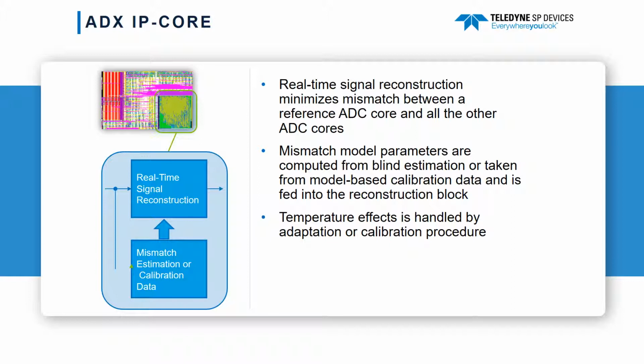Time-interleaved ADC mismatch is in general quite sensitive to temperature. How sensitive depends on the specific details of the implementation, but it's common that only a few degrees of temperature drift will change the properties of the mismatch noticeably. Thus, all approaches to mismatch error correction need to handle temperatures that change. In ADX, this is either managed by an adaptive mismatch model parameter estimation or by a model-based calibration.